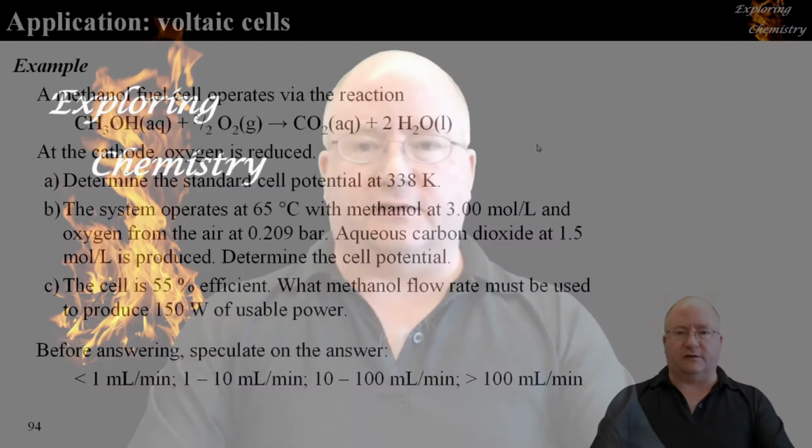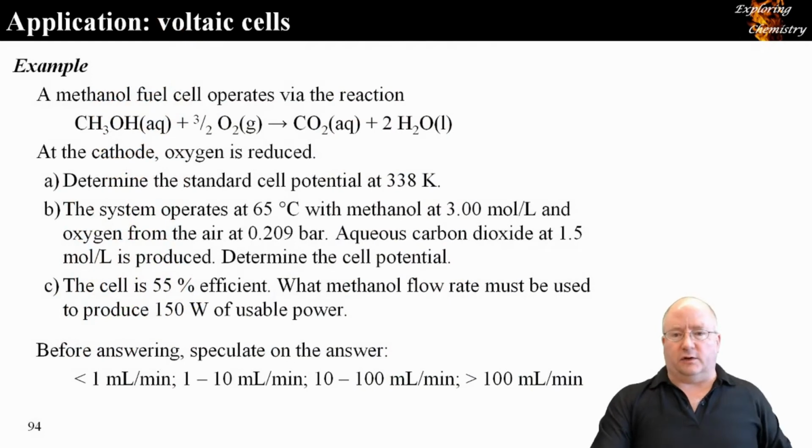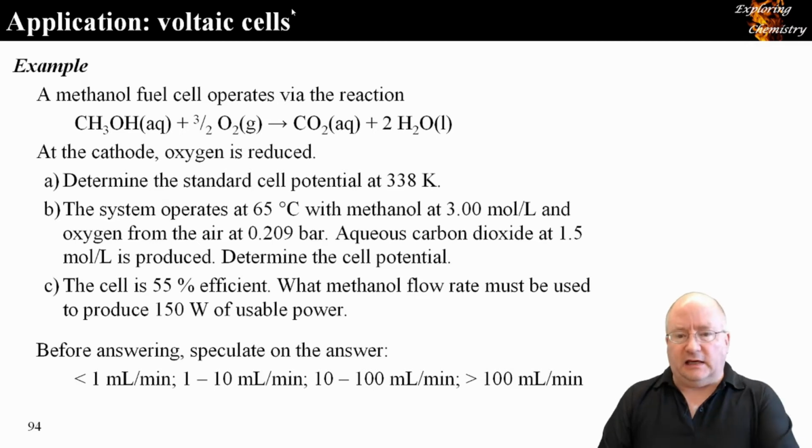All right, so let us go through and look at the course material. We didn't get to this last day, but this is where I would have ended off in the video that you saw. Because we're not operating at 298 Kelvin, you needed to use thermodynamic data, delta H and delta S, to calculate the free energy at 338 Kelvin, and then from that calculate the standard cell potential at 338 Kelvin. That was part A. That was what was covered last day.